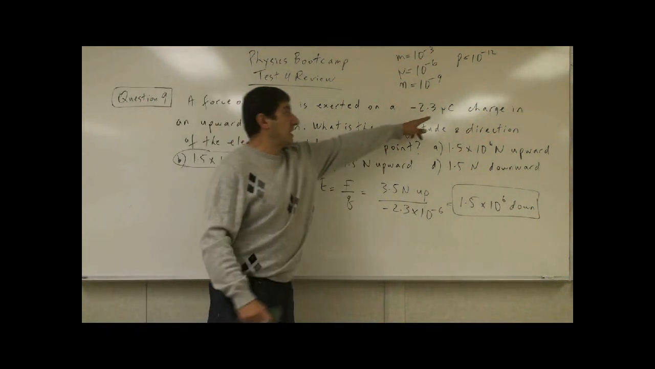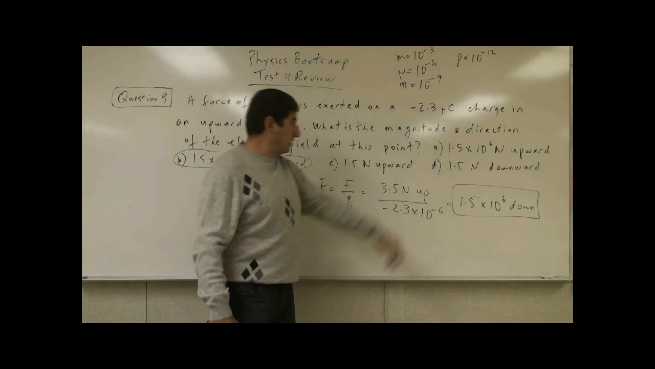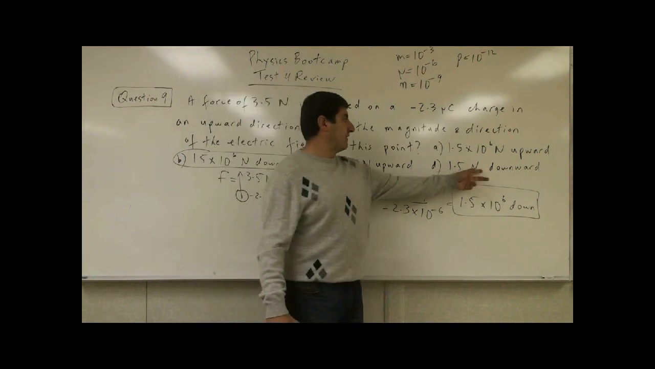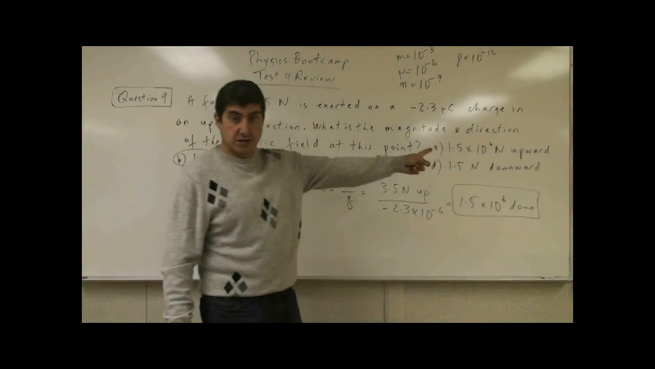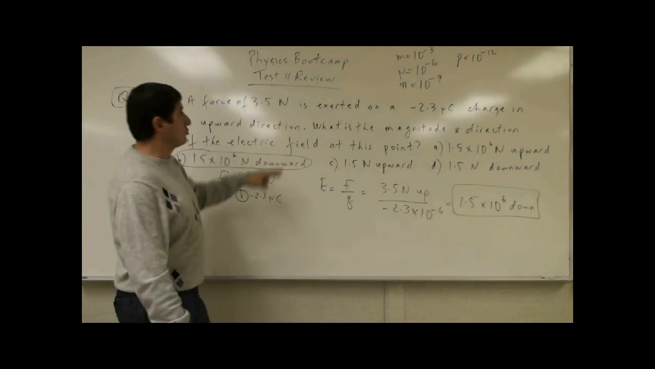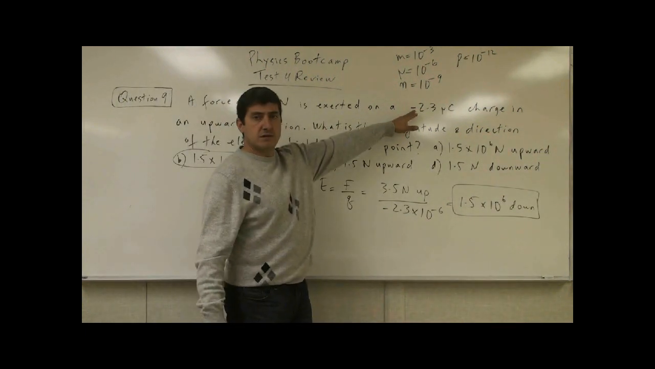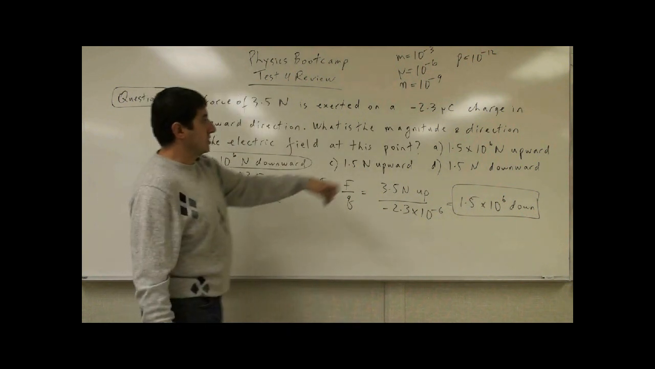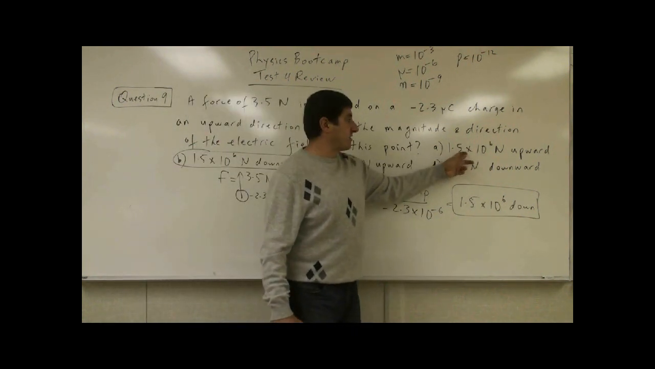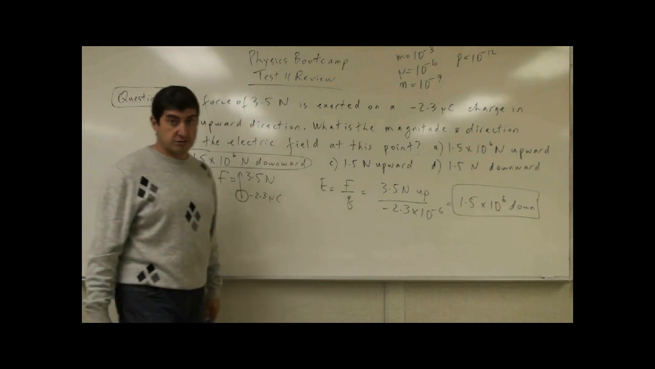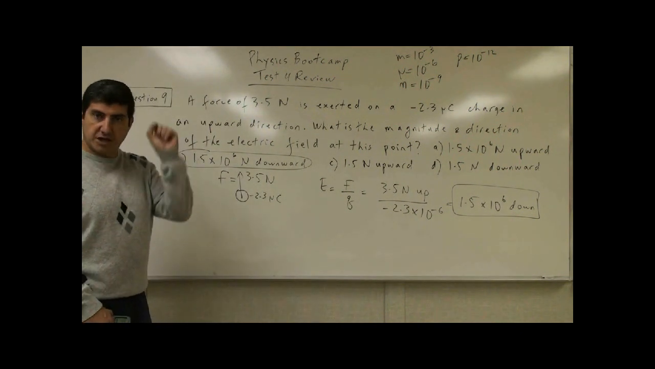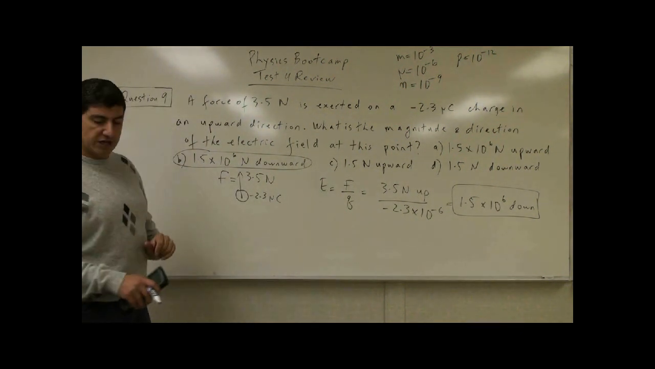If you didn't take into account the micro, you would have said 1.5 newtons downward. If you didn't take into account this negative, someone might have put the choice A, 1.5 times 10 to the 6 newtons upward. So you have to be careful, take into account the micro, take into account the direction.